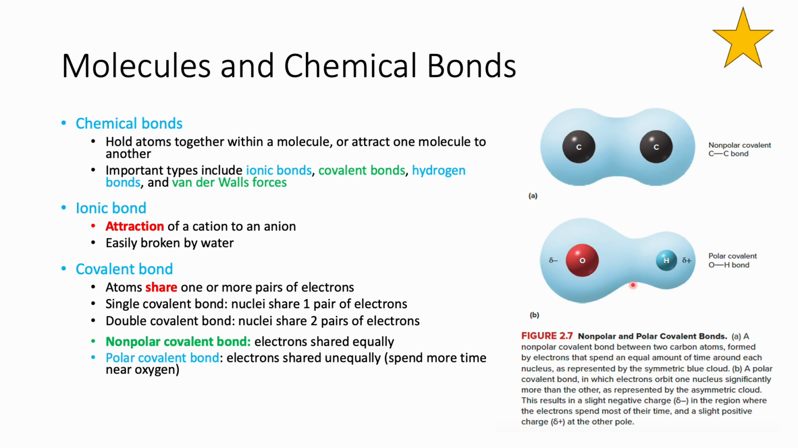But here we see the electrons are more towards the oxygen than the hydrogen. This therefore is a polar covalent bond. We then say that the oxygen in this bond is slightly negative and the hydrogen is slightly positive. It's still a covalent bond, but electrons are just not shared equally.